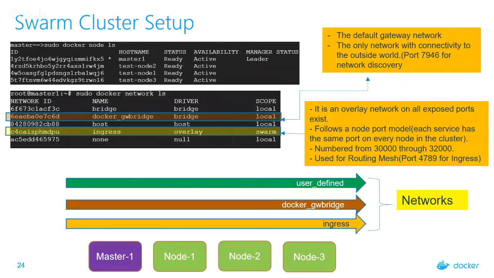That is the reason for the routing mesh technology, if you have heard about it, which is a cool technology. It uses ingress. I have one slide which talks about the routing mesh, and this works on port 4789. The other network is the default gateway network, which helps you connect to the outside world, and it uses port 7946 for network discovery.